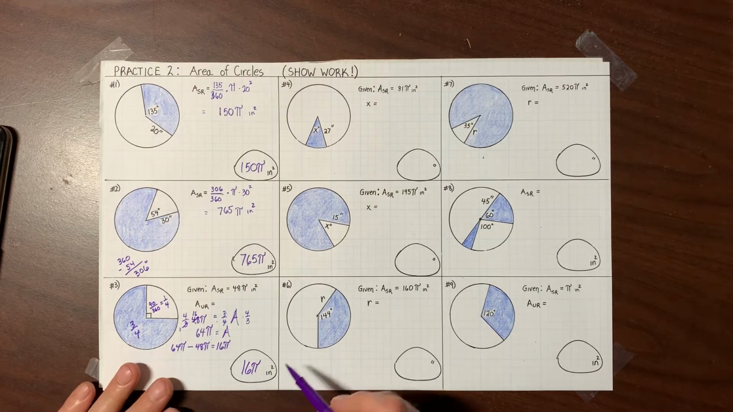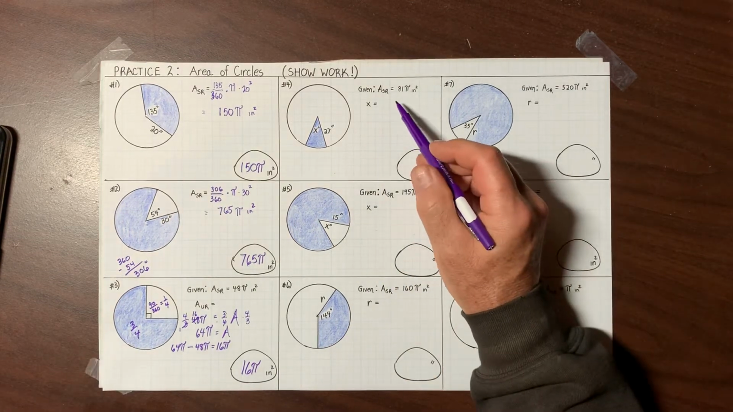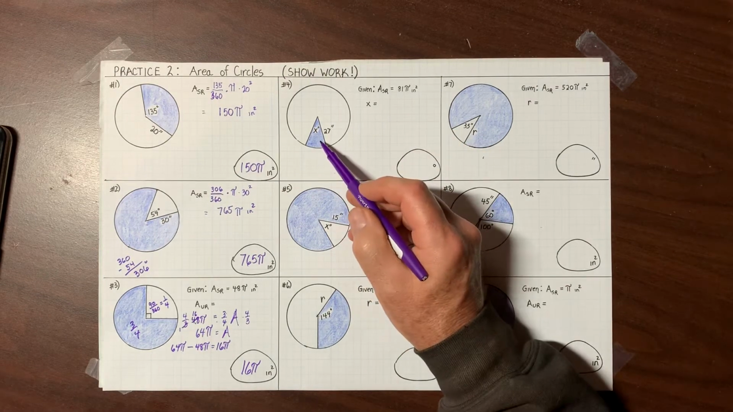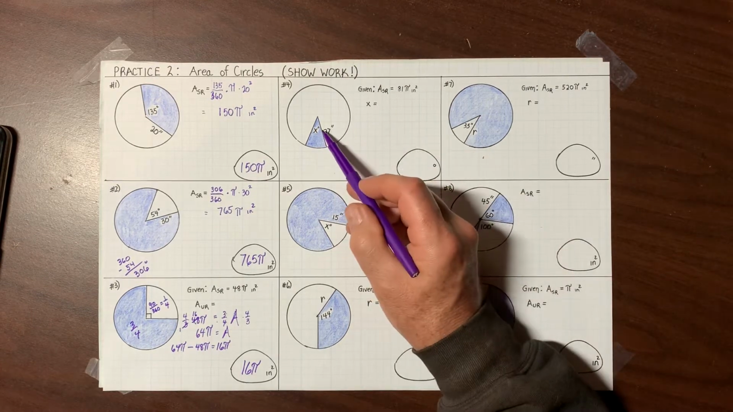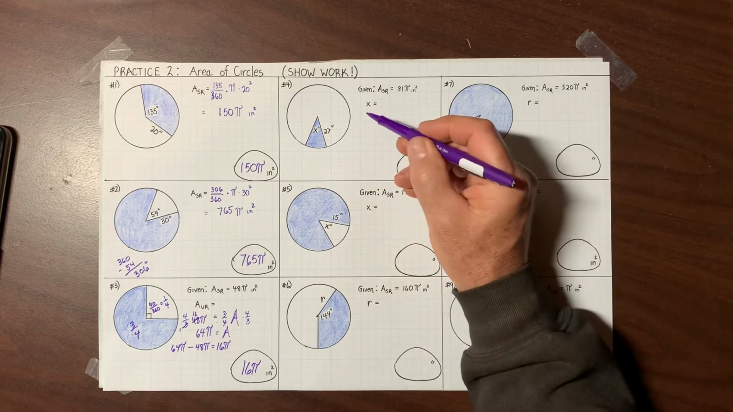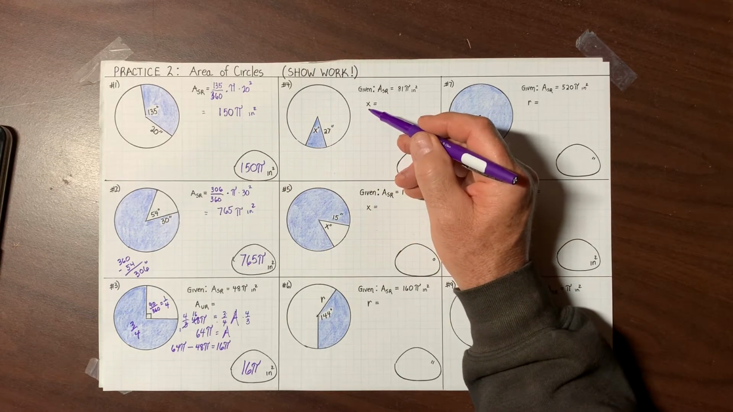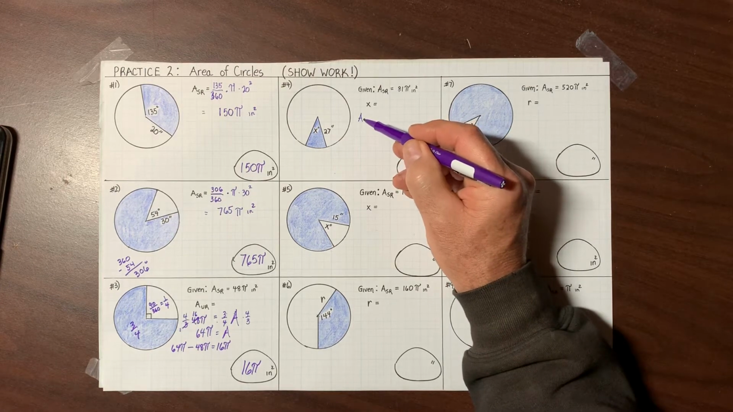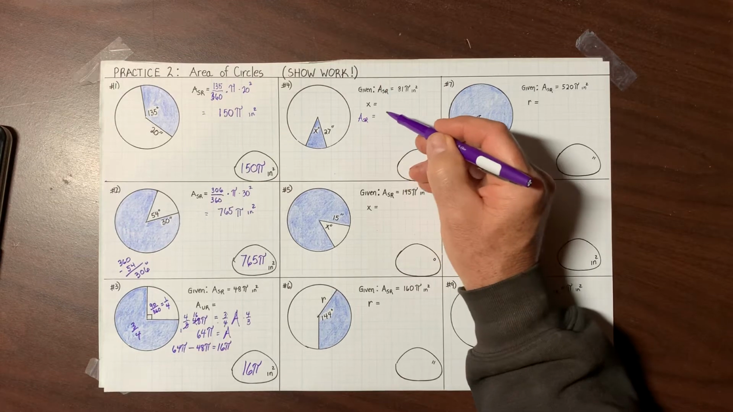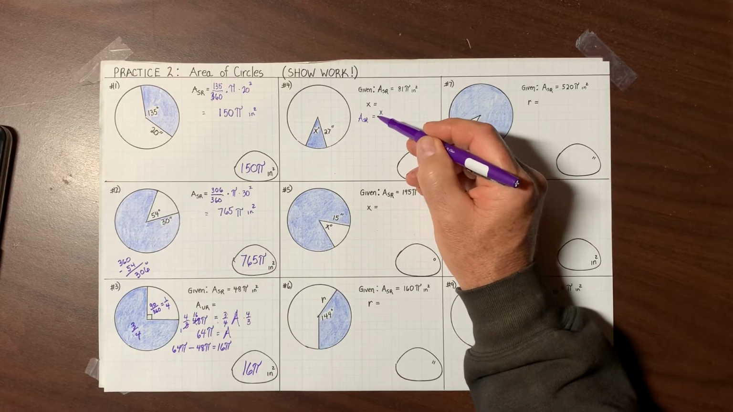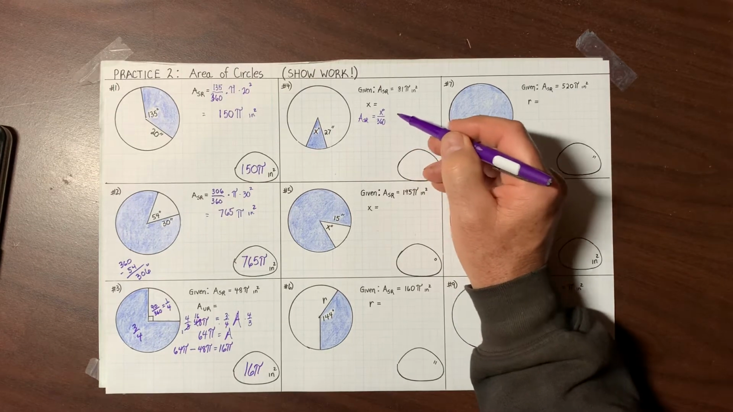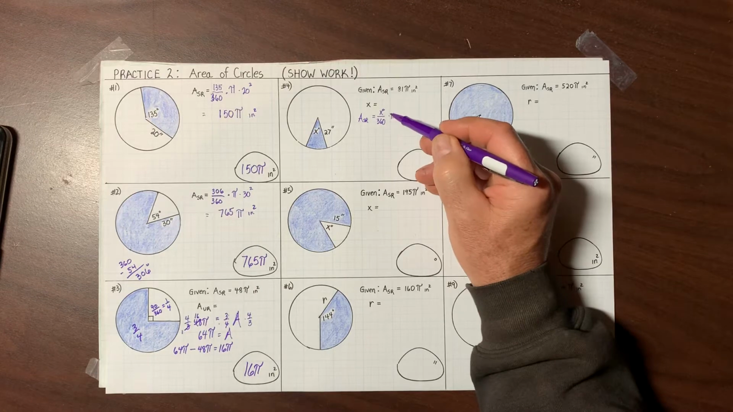All right, let's look at problem number 4. In problem number 4, we're told that the area of the shaded region is 81 pi square inches. And we're asked to figure out the degree measure. So I'm just going to write out my formula for the area of a sector. I know that the area of this shaded region is going to have to equal some fraction, which is x degrees divided by 360, and then I multiply by the area of the circle, which would be pi times the radius squared.